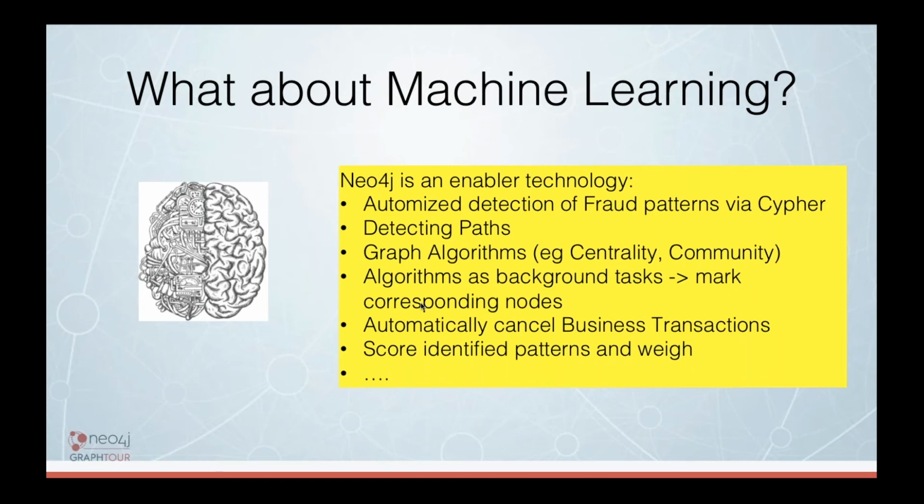So that might be another relationship which helps your machine learning algorithm to evolve over time. Furthermore, machine learning algorithms can automatically cancel business transactions, such as a credit card transaction, and also can extend the data model by establishing new connections, which can then be further used.